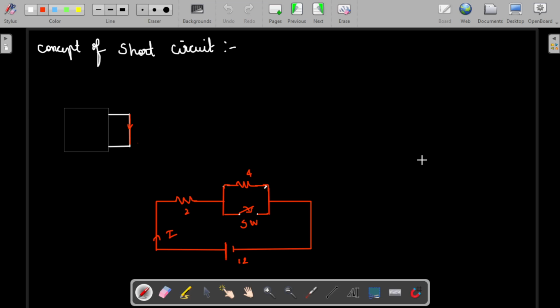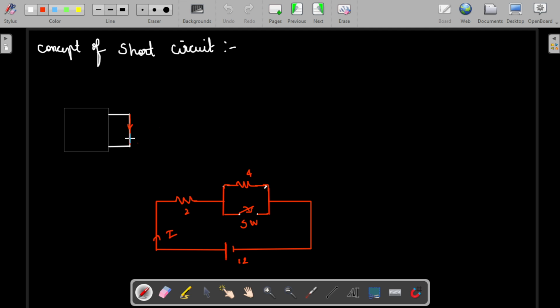Do you guys know what the current will be if it is a short circuit or open circuit? So this is the lecture for you guys. Let's take the concept of short circuit first. A short circuit is when two points are connected by a perfect conductor, a conductor with zero resistance.